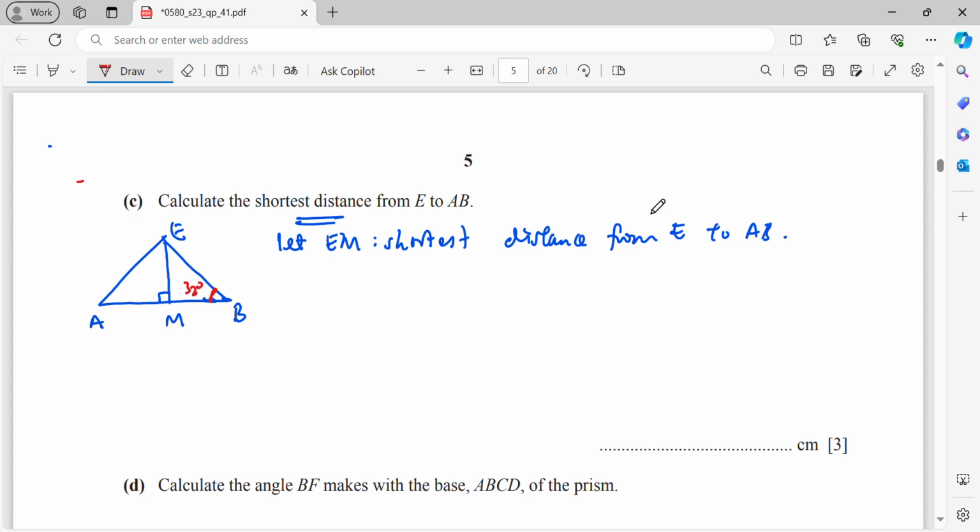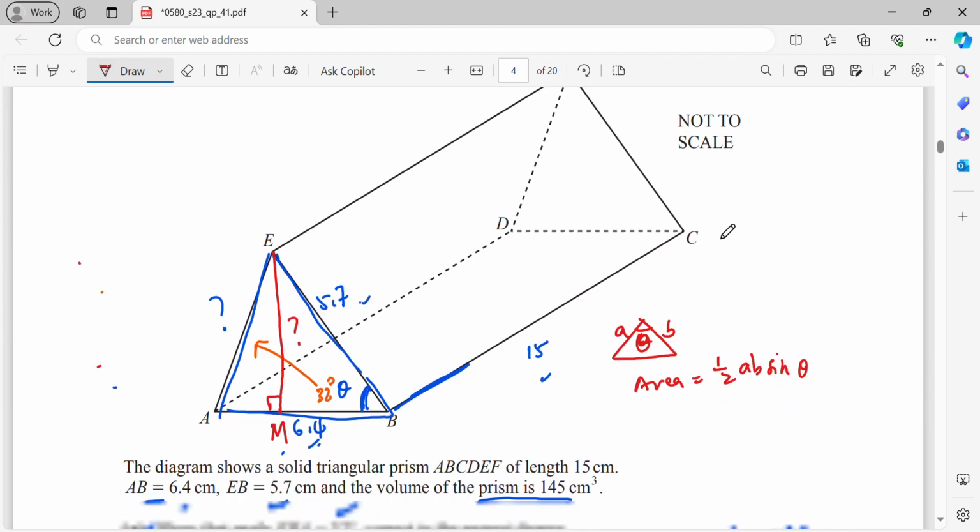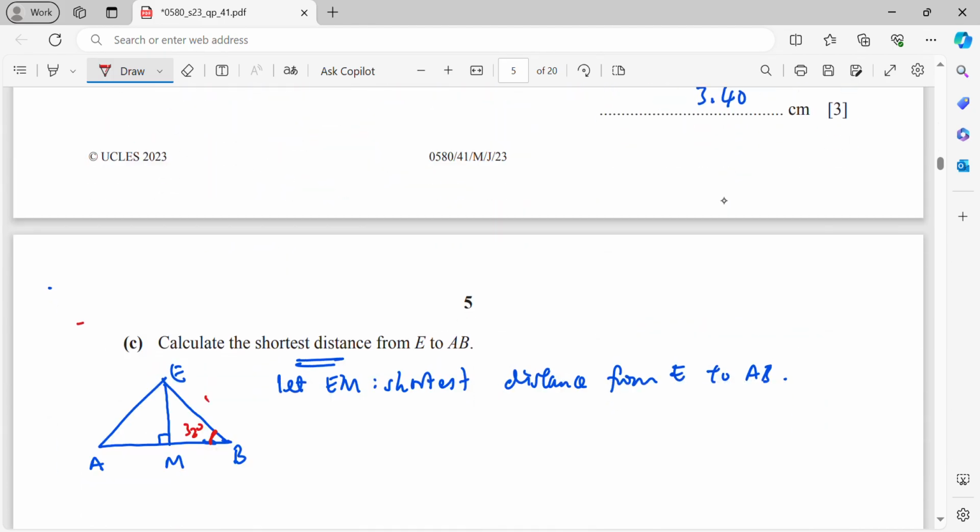EB is given, so EB is 5.7, and here is 32 degrees. Now you need to find EM. Obviously, EM is the opposite side of the 32 degrees and EB is the hypotenuse. Opposite and hypotenuse is basically sine. So I will write sine 32 degrees equals EM over 5.7, or over EB. I will just write over EB first.